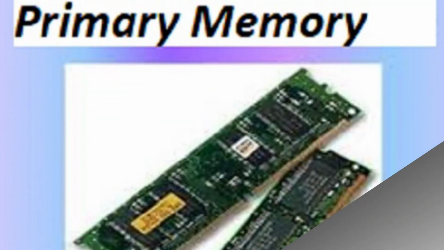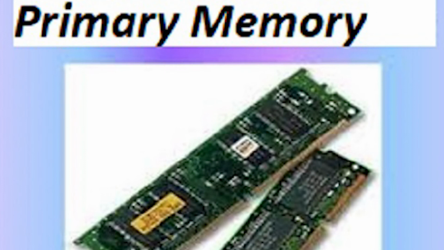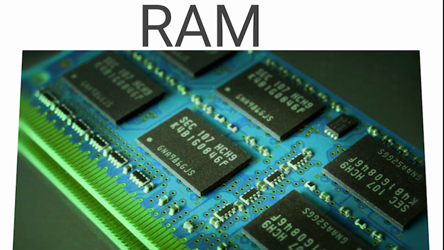At first, let me explain what is primary memory. Primary memory is also called internal memory and it is the main area in the computer where data, instructions and information are stored. This memory can be directly accessed by the CPU. The CPU accesses the memory in a random manner. Hence, it is also called random access memory, which is abbreviated as RAM.